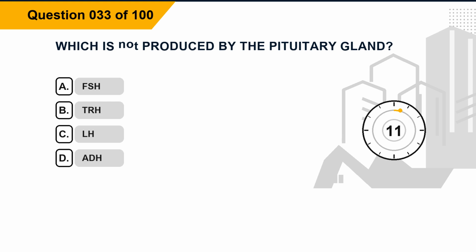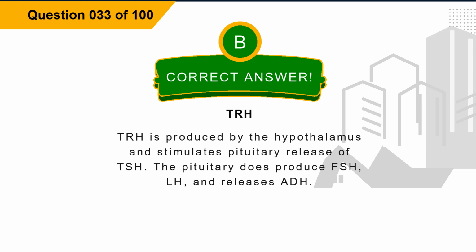Question 33. Which is not produced by the pituitary gland? Option A, FSH. Option B, TRH. Option C, LH. Option D, ADH. The correct answer is option B, TRH.